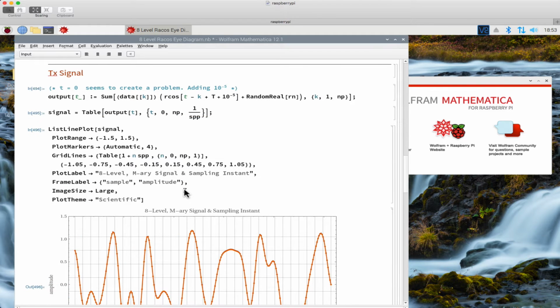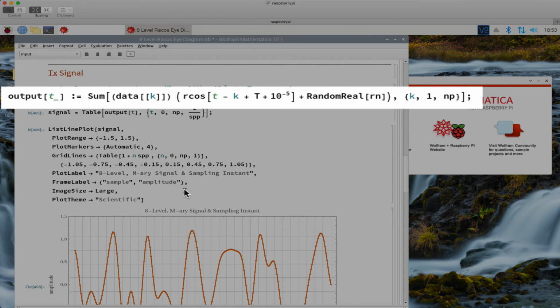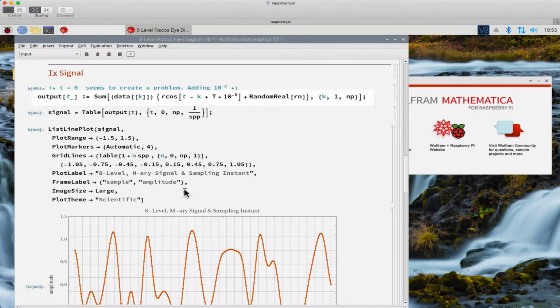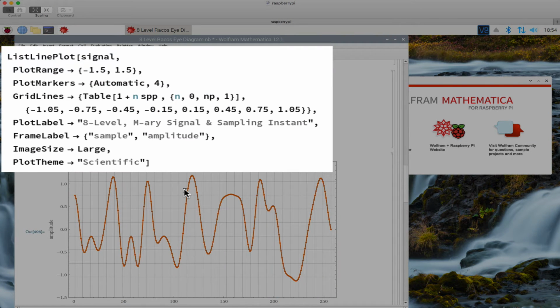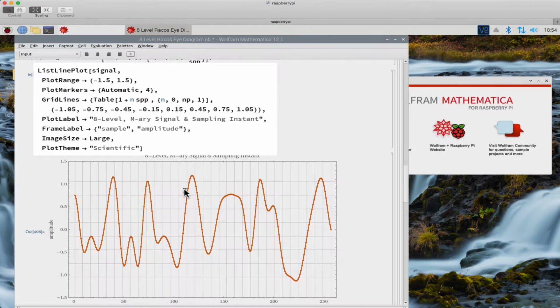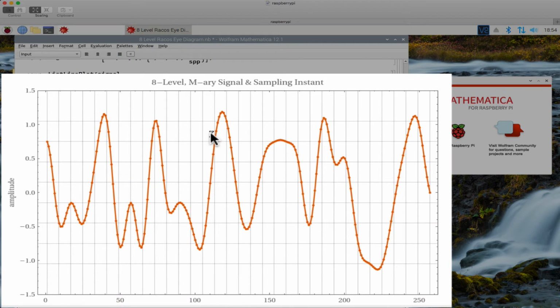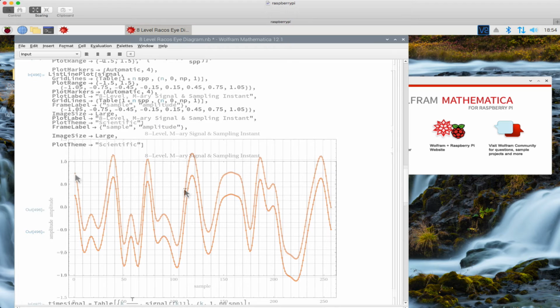The raised cosine pulse is then multiplied by the data amplitude and formed into a data stream by using the sum command. Notice that the intersection of the waveform in the plot and the sampling instant coincides exactly with one of the 8 amplitude levels.